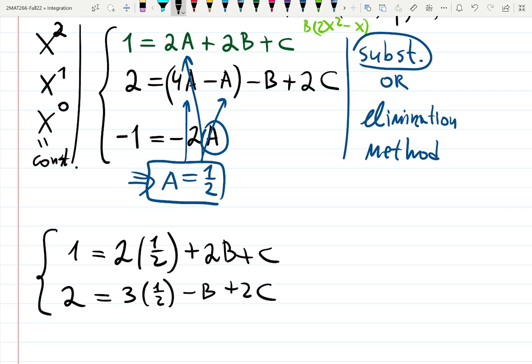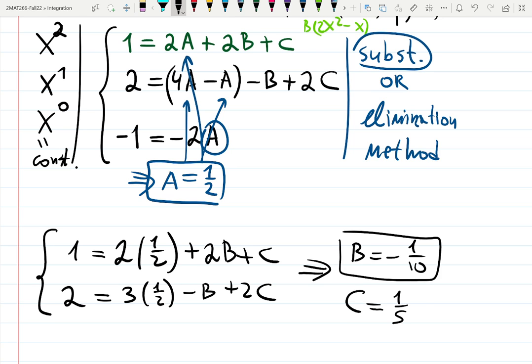Now you have a system of two equations with two unknowns. It's enough to solve, and you get exactly, using any method you like, the elimination method here will actually be pretty neat. And you get exactly the same solution, which is, what was it? B is minus 1/10, and c is 1/5, I think. 1/5, and then you go and integrate just like we did before.